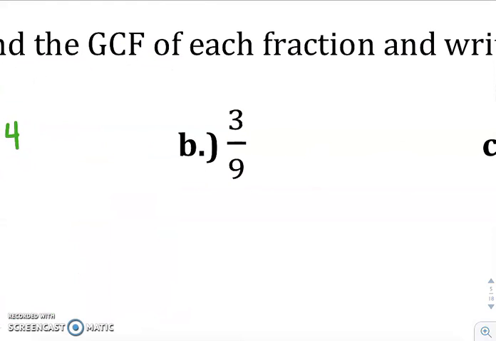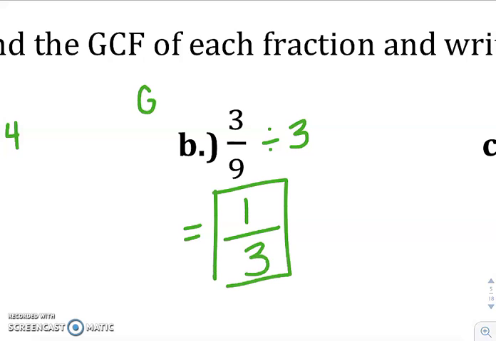So how about 3/9? What are 3 and 9 both divisible by? 3. So 3 divided by 3 is 1. 9 divided by 3 is 3. So that's the GCF there.